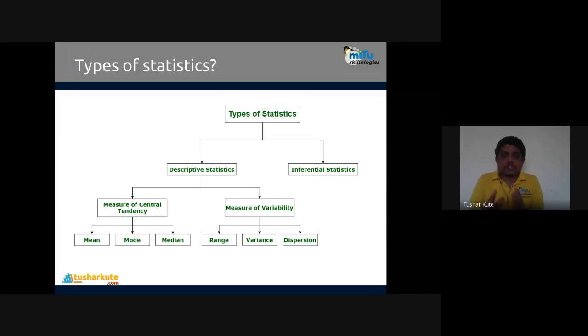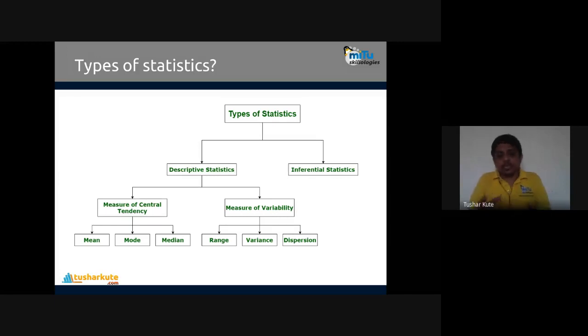Okay, this particular chart will show you the detailed organization of statistics, the types of statistics. Two different kinds of statistics are present over here: descriptive statistics and inferential statistics. Under descriptive statistics, we again have two different measures. First is the measure of central tendency, and second is the measure of variability, which are mentioned here. Everything we are going to see step by step, what the use of it is and why to apply that particular measure. Descriptive and inferential statistics we'll see first. What's the meaning of it?